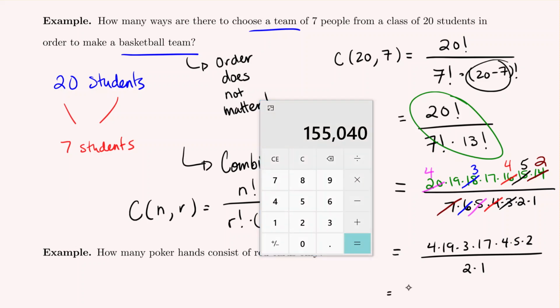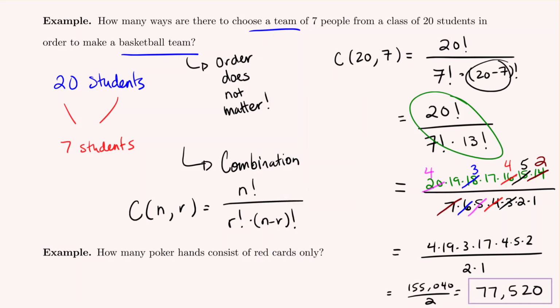So that's going to be 155,040 divided by 2. So if we start with 20 students and we only want to select 7 and order doesn't matter, there would actually be 77,520 ways to complete that.